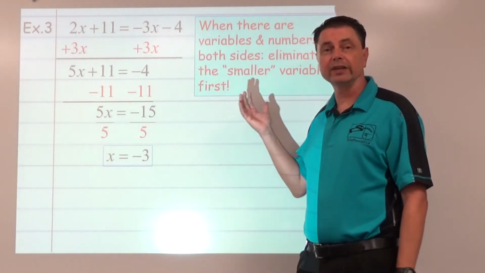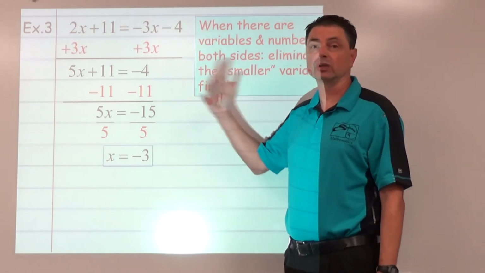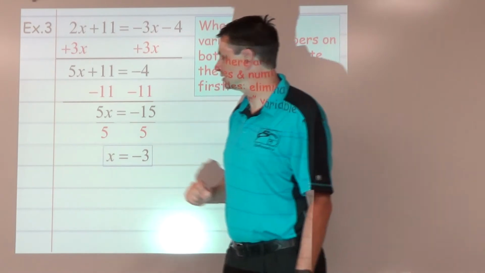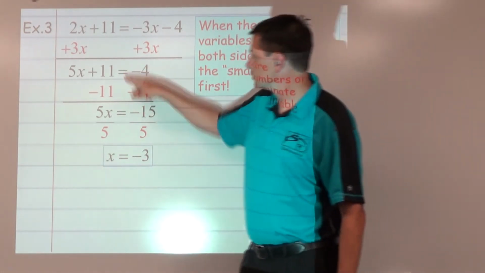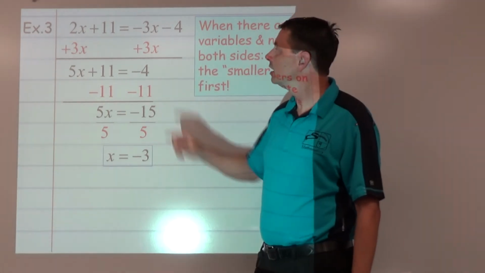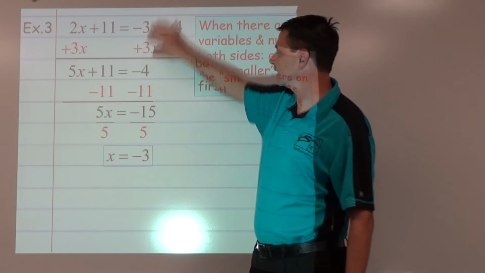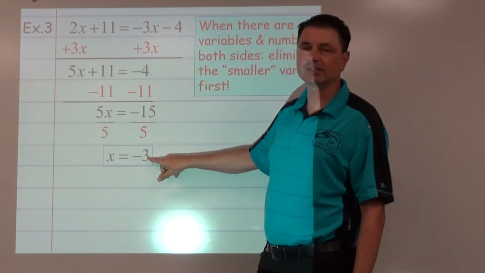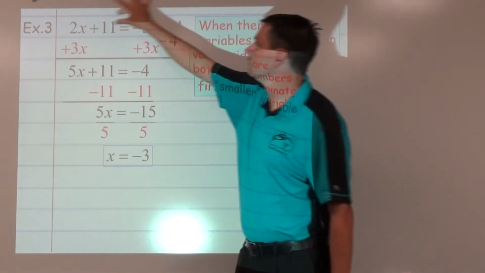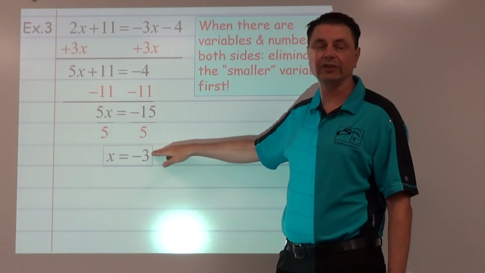And remember, if it is important to know if you got it right, the nice thing about linear equations, and really all equations, is they're very checkable. So we can substitute this back in to see if we got this right. So 2 times -3 is -6, plus 11 is 5. Does that equal? Let's check it out over here. -3 times -3 is 9, -4 is also 5. 5 equals 5, true. So if you know it's true, then you know that that definitely is a solution.